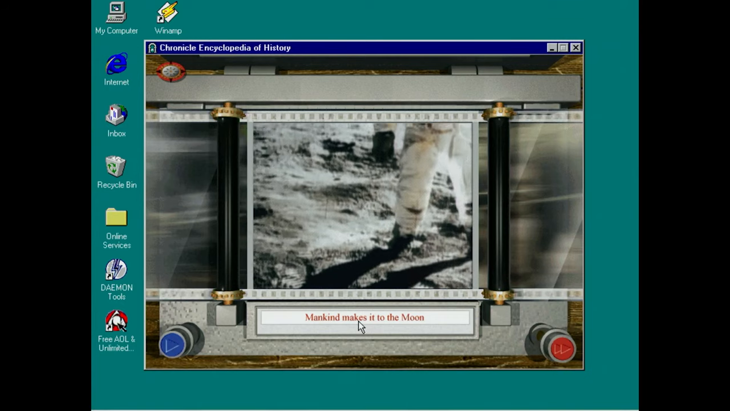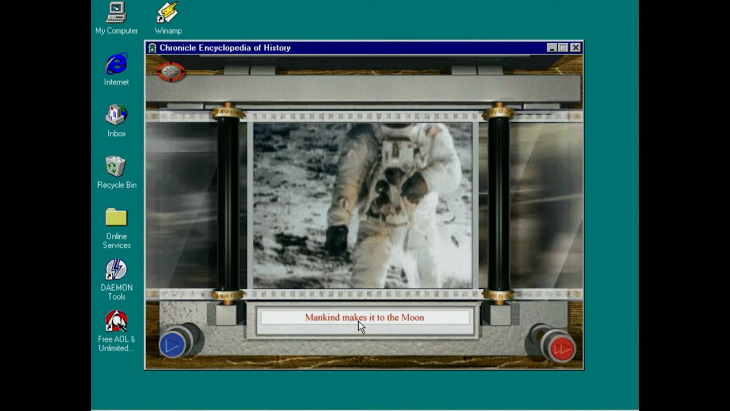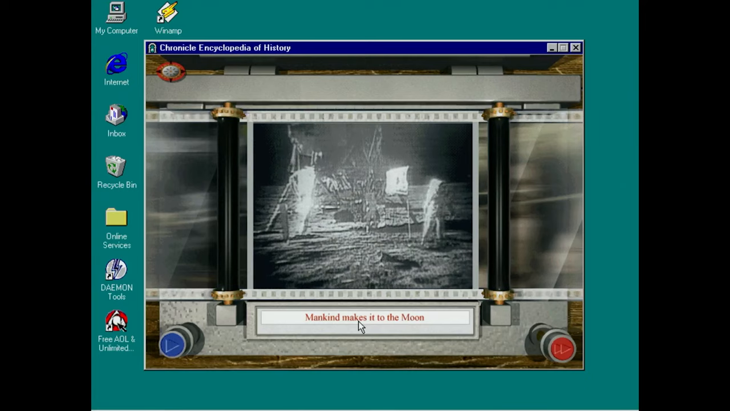Shadow. The Eagle has landed. It's one small step for man, one giant leap for mankind.